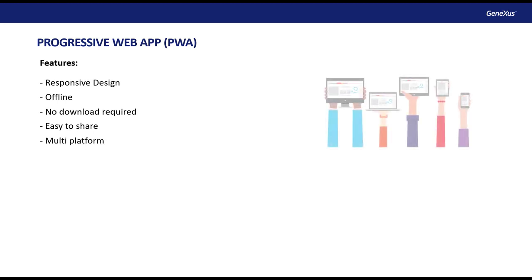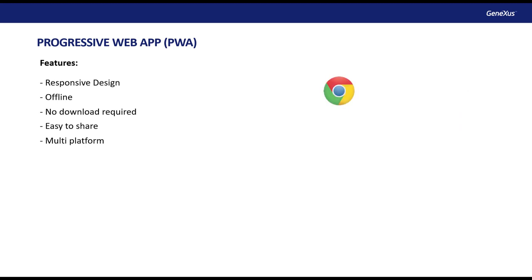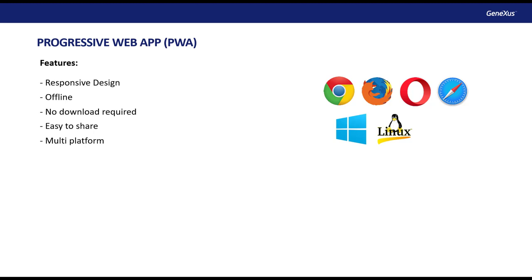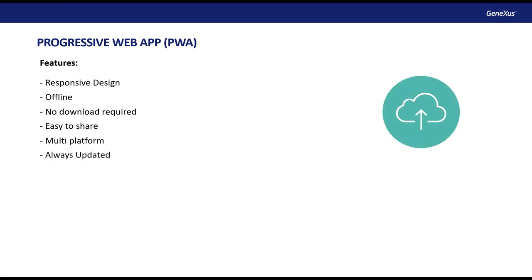They're multi-platform. They're supported by the most popular browsers, such as Chrome, Firefox, Opera, Safari, and so on. And they can be run and installed on any operating system, such as Windows, Linux, macOS, Android, iOS. They're always up to date. The latest version of the PWA is always accessed, without the need for us to update it. When you open the app and connect to your server, you already have access to the latest version available, as with any web application.